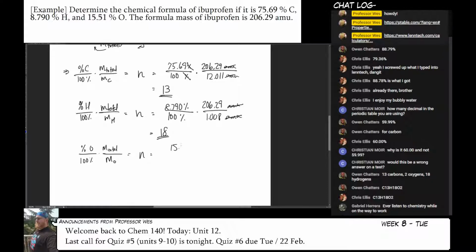All right, so this one will be 15.51 over 100. And those cancel. I didn't cancel these out up here. Times the total mass over a single oxygen. And what are we going to get? We're going to get 2 for this, or 3? What did everybody else get? They got 2. 206.29 over 100 times 16 gives 1.99997. So cool. So we would then take these numbers.